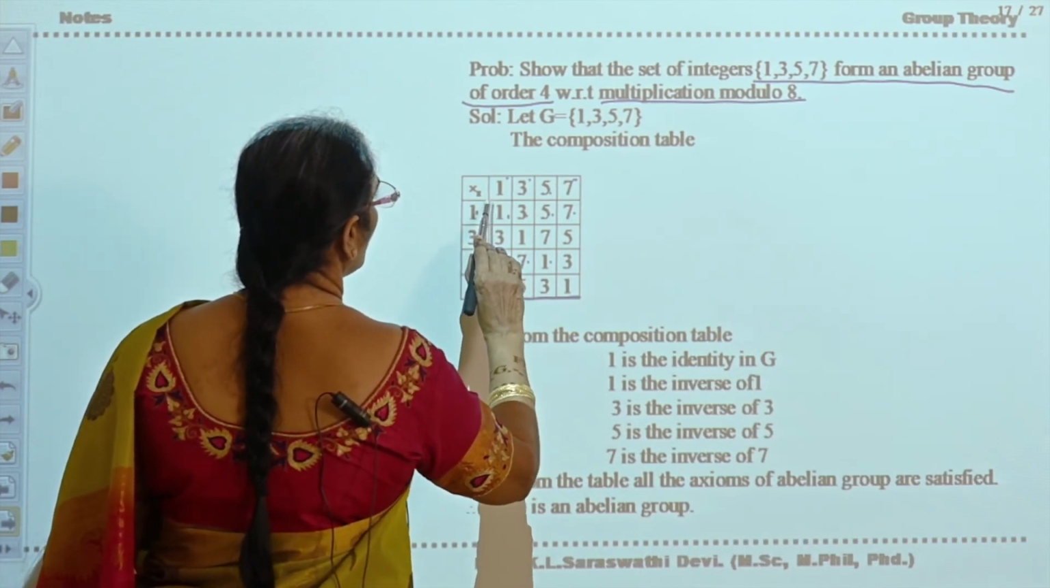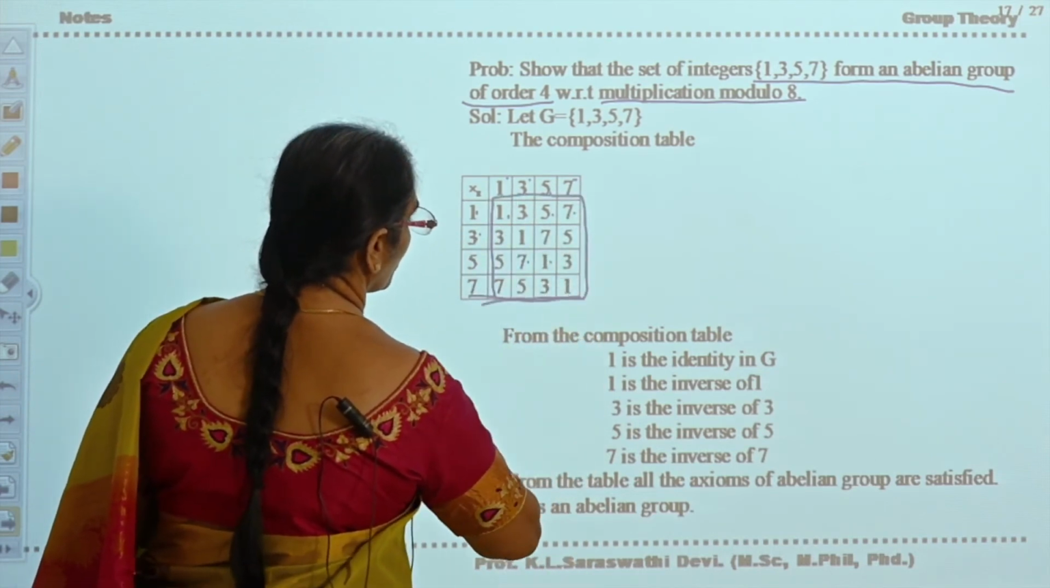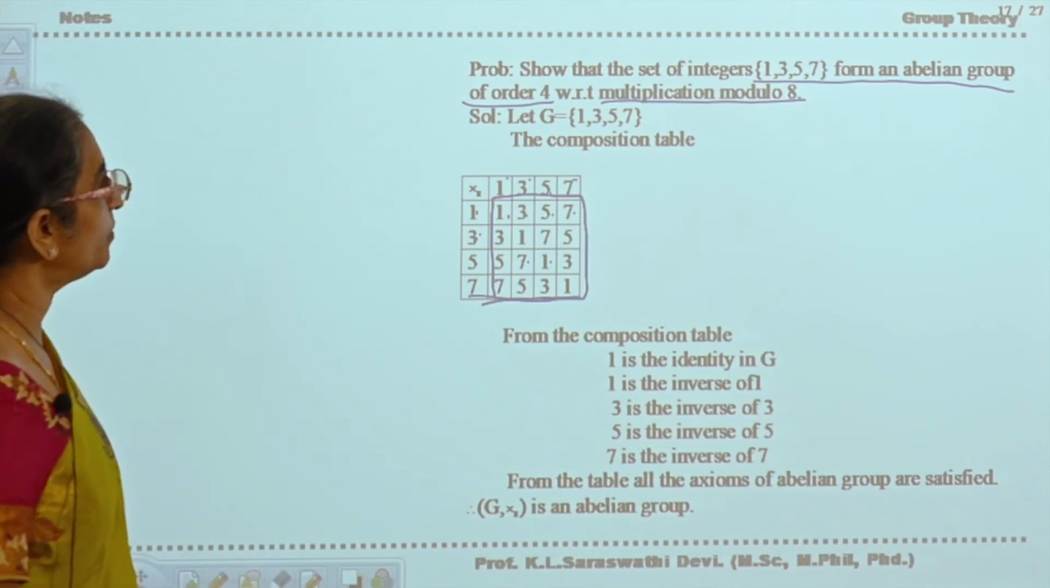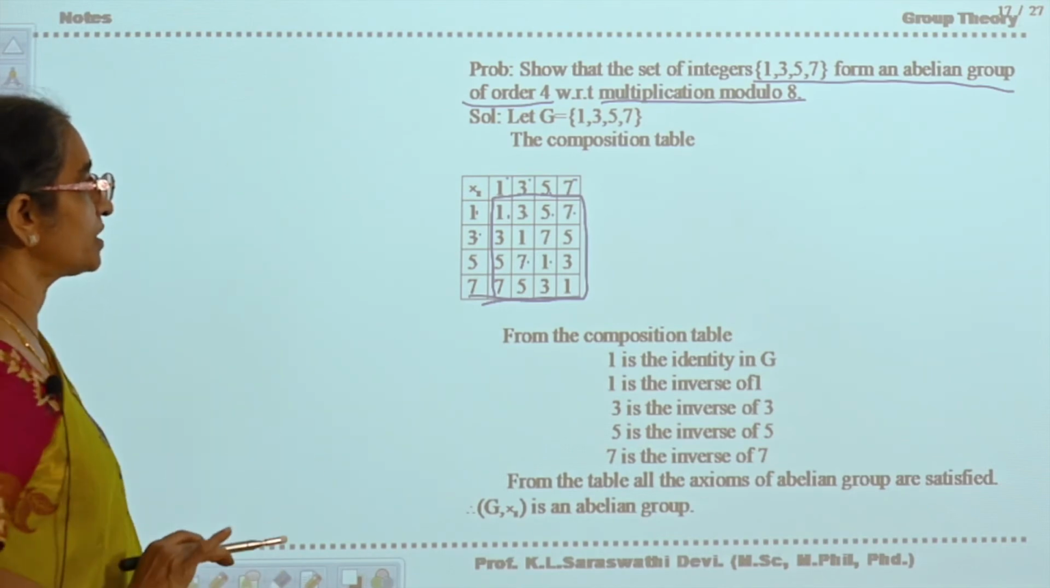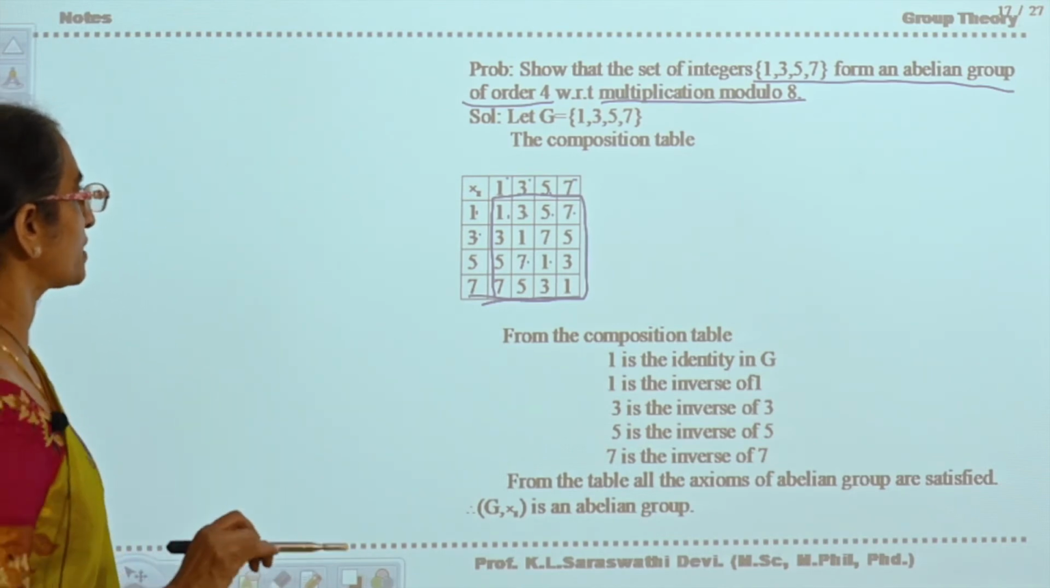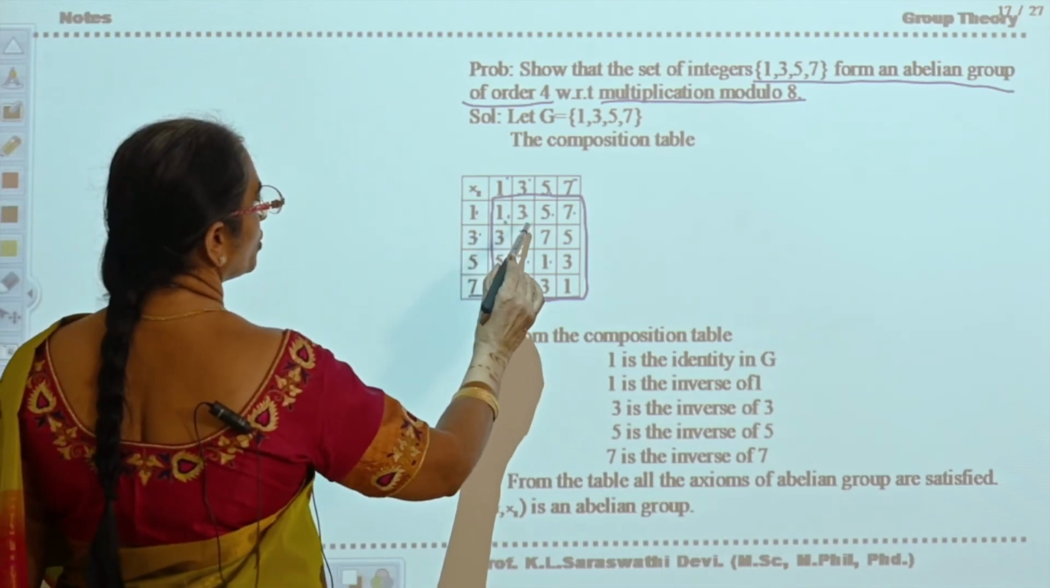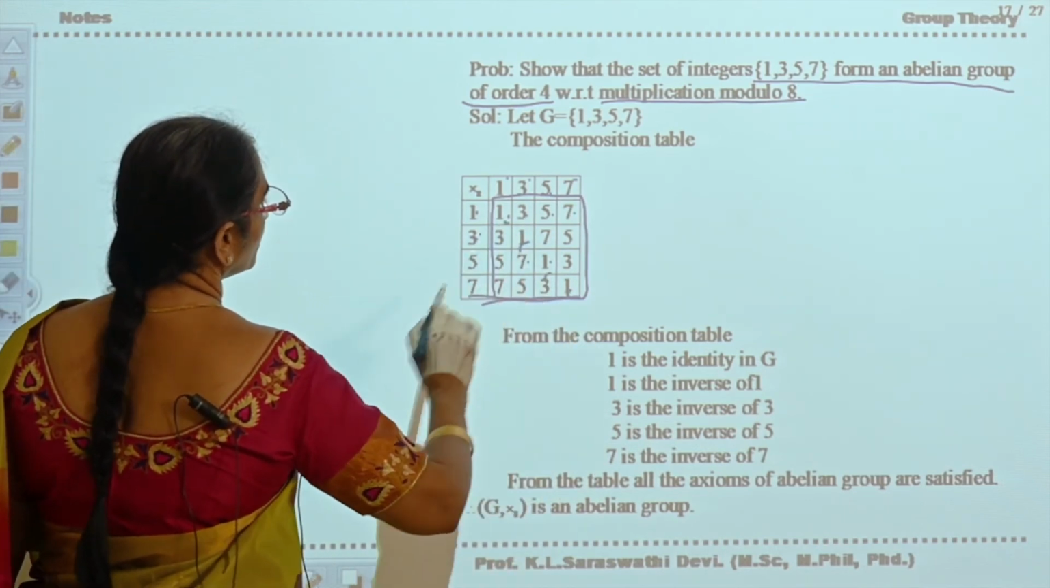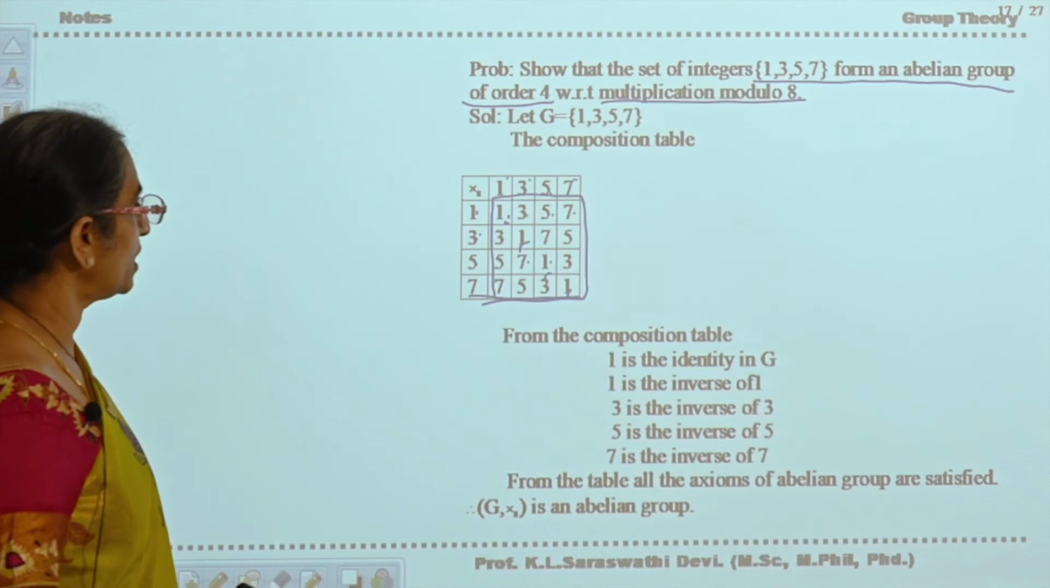Now, this is the body of the table. From the body of the table, all the entries belong to the set. Therefore, closure is satisfied. In each column and each row, you are having 1. Therefore, there exists a unique inverse.